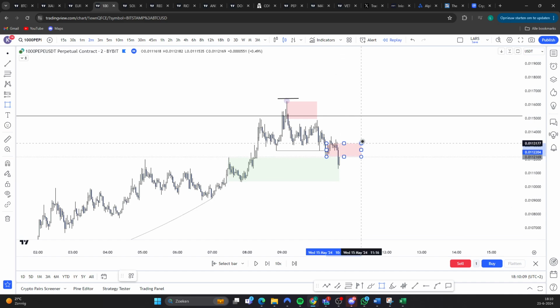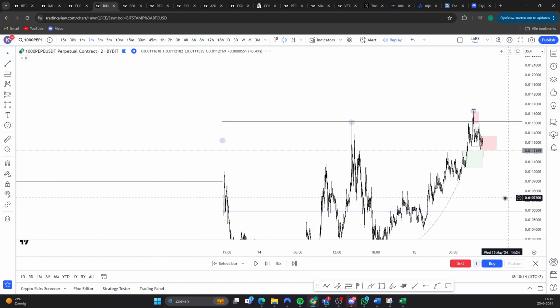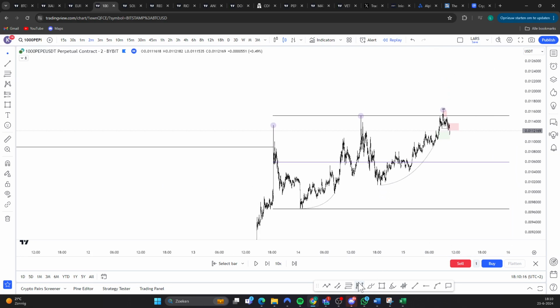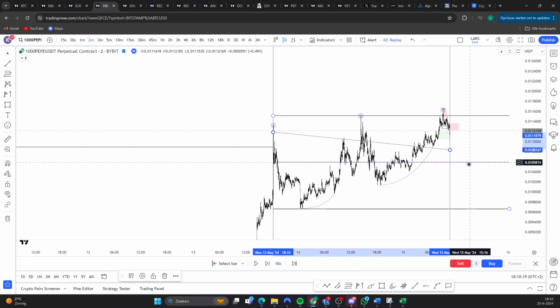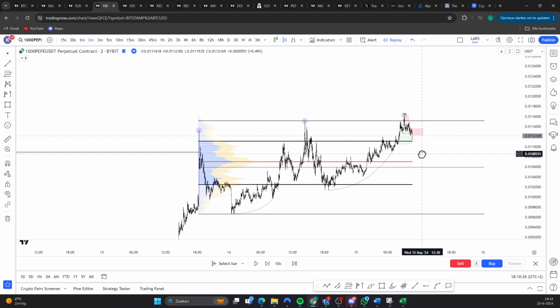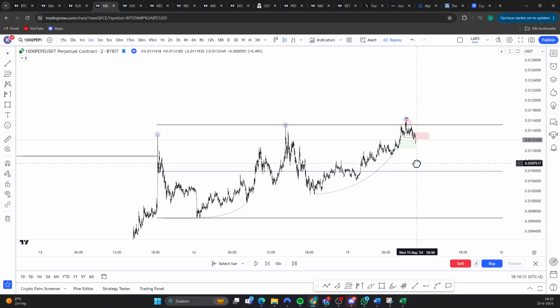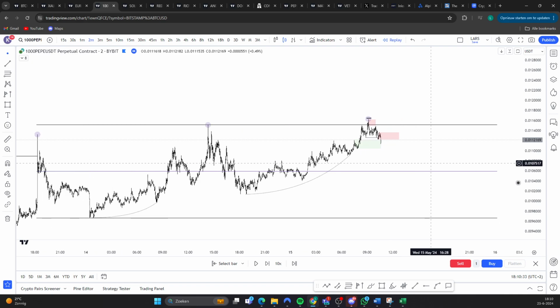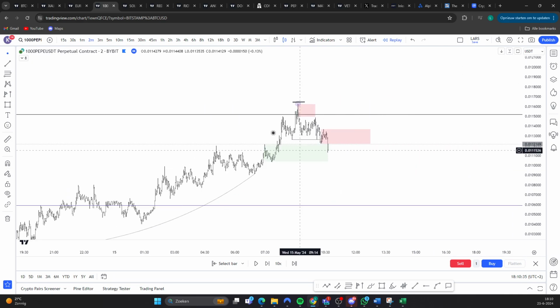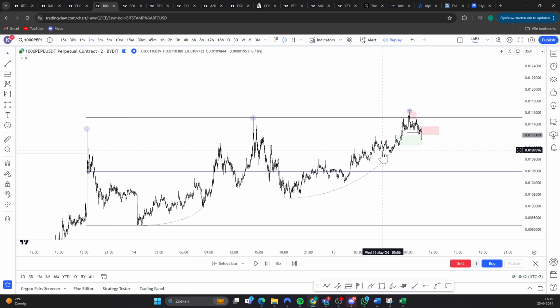Best case scenario, we reject here. Yeah, this is looking primed, bro. This is looking primed. I would double down on my risk, maybe even. Let me see. 1.123. Model 1, return to zone.